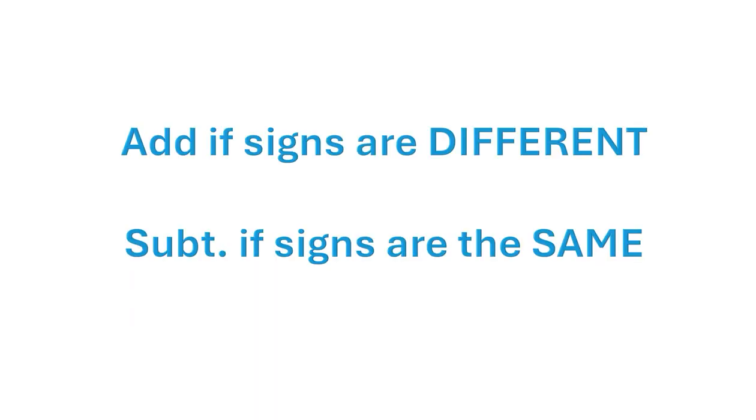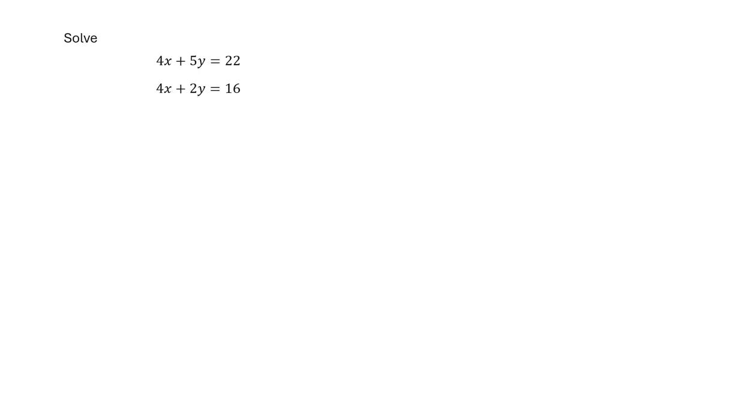So the general rule is, if you are trying to get rid of a variable, look at the signs of the variable that you're trying to get rid of. If the signs are different, add them together. If they're the same, subtraction will eliminate the variable.